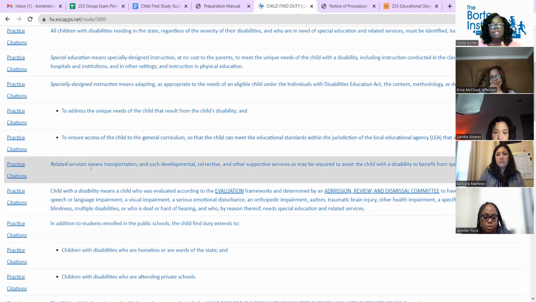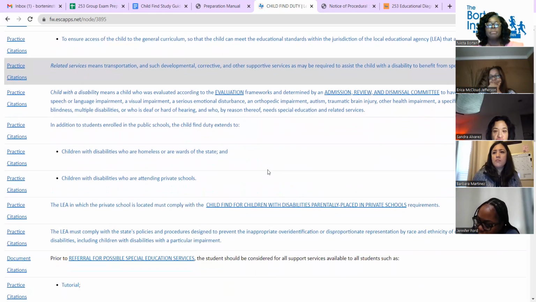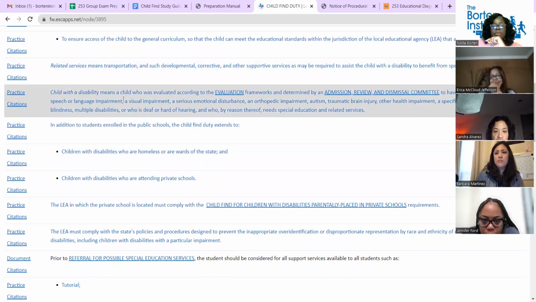Okay, here's what related services mean. Transportation, any kind of service that is developmental or corrective, extended school year, or other supportive, supplementary aids and services that a child with a disability may need. A child with a disability means a child who is evaluated according to an evaluation framework. What does that even mean? Evaluated according to an evaluation framework.